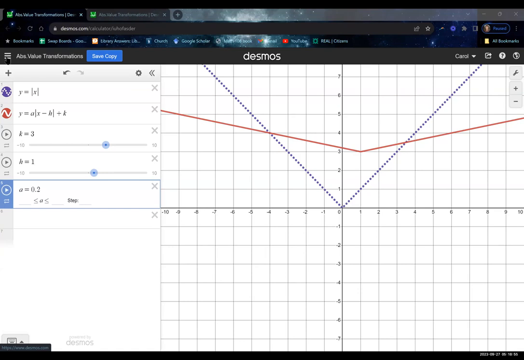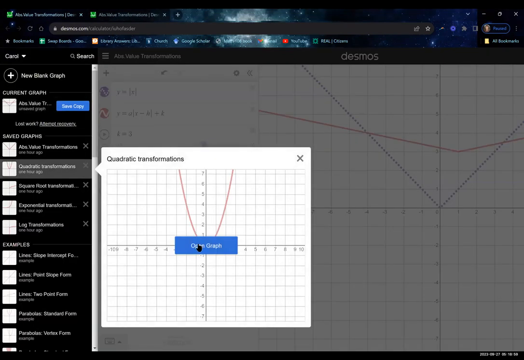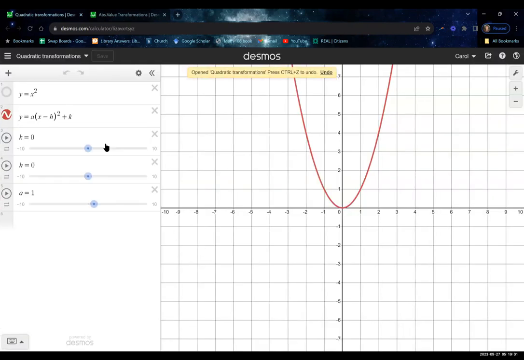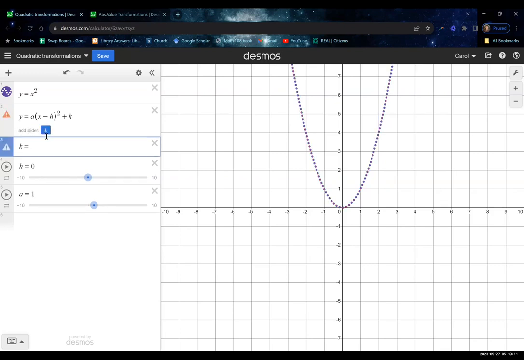Stop editing. Okay. Let's look at how this acts in a quadratic function. All right, so K, we think moves it up and down, right? Let's go ahead and turn on our parent function dots. So let's say K is 3. Yep, moves it up and down. We were right on that, all right?